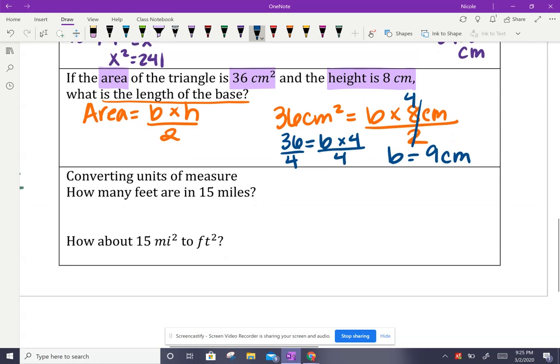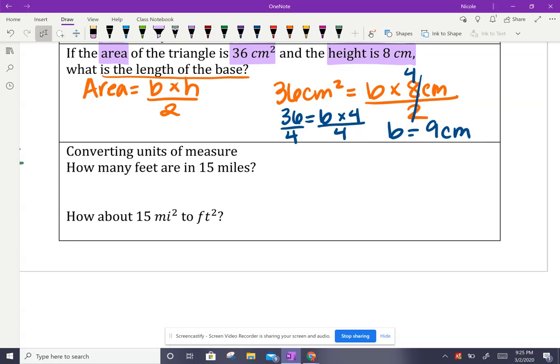Now, just one last little thing. We're going to talk about converting units of measure, because sometimes you're going to have problems that have different types of measurements, or I might ask you to convert it into a different type of measurement.